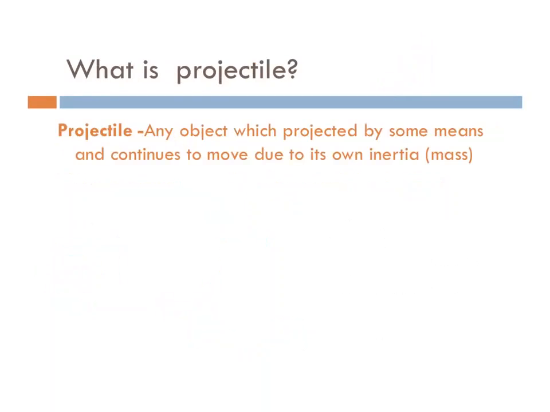Now moving on to projectiles. So a projectile is going to be an object that is being projected through the air by some means and continues to move due to its own inertia. Remember that inertia is just its resistance to changes in motion. So a force is not propelling it through the air. That means you could have launched it, you could have thrown it, but all those forces were only at the beginning, and then from there on, the only force acting on it will be gravity.